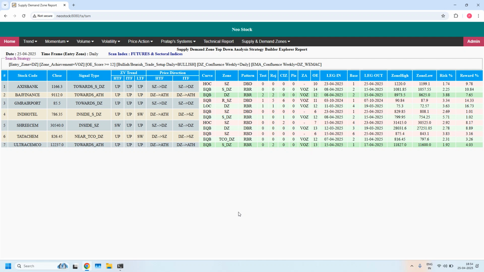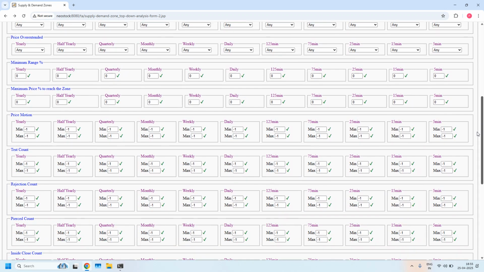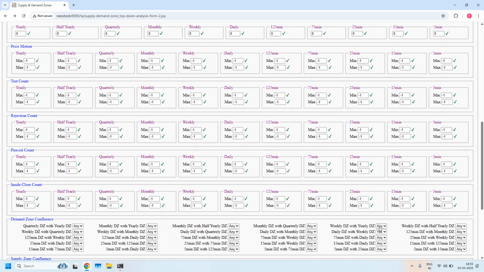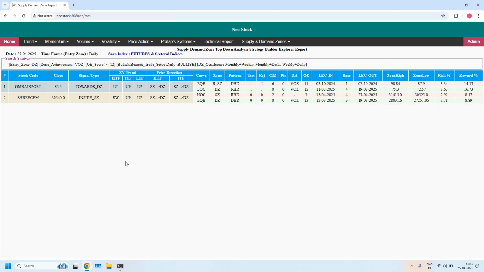Next we will look into LTF, ITF and even HTF demand zone confluence supported stocks. That is daily, weekly and monthly demand zone confluence. I am removing the weekly EMA filter. In the demand zone confluence, we have to set 3 filters. The first filter is already enabled, daily with weekly demand zone confluence. Next, daily demand zone with monthly demand zone confluence. Next, weekly demand zone with monthly demand zone confluence. With all three filters, daily, weekly, monthly demand zone confluence, we got two stocks.